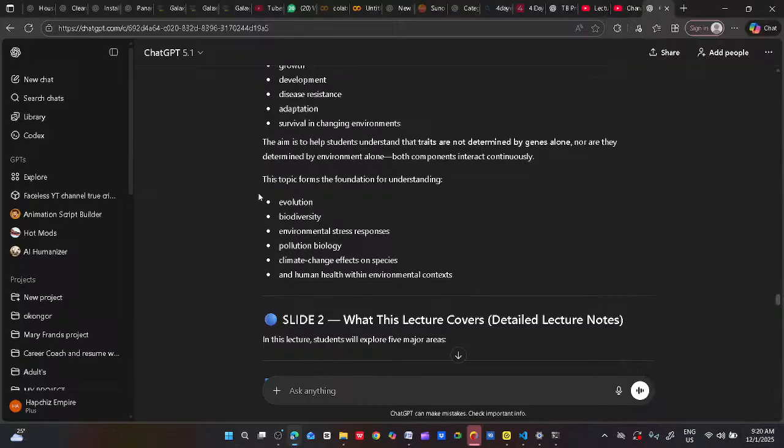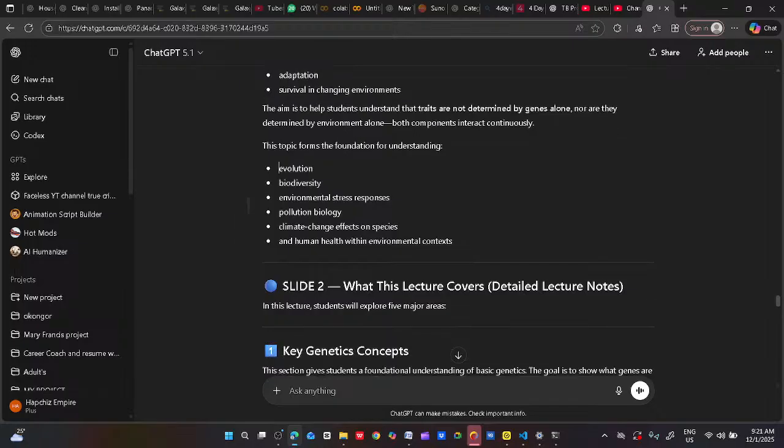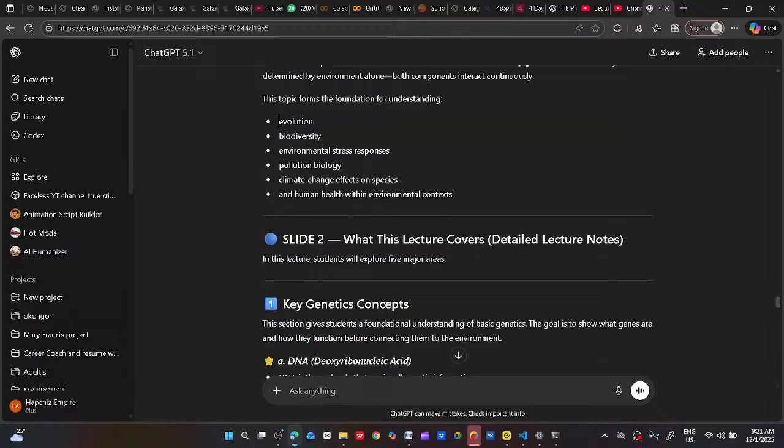If you have anything like population, population cannot exist alone. It consists of the way the environment, the way the genetic makeup, the way you are trying to adapt to that environment is influencing you. Then we'll also look at climate change effects on species. Climate change effect on species. Then what are the human health within environmental context? I've said that so far.